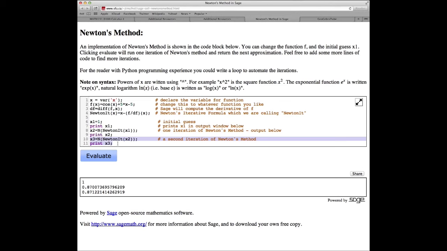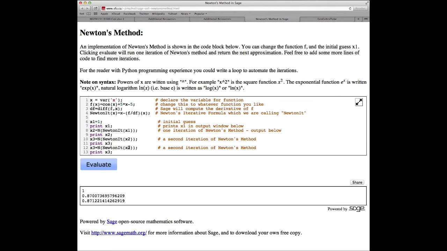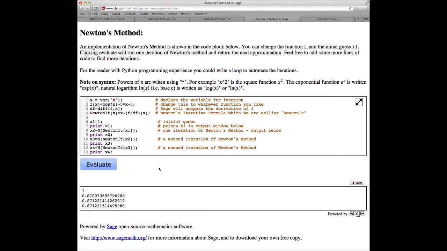If I want more approximations, I'll just cut and paste the previous 2 lines, change that so that it takes the 3rd approximation in, returns that as the 4th approximation, and then I want it to print the 4th approximation. And there we go. If I wanted to change my initial guess, I can change it. Maybe I'll take my initial guess to be 2, and I'll evaluate. Maybe I wanted to change my initial guess to be 0, and evaluate.